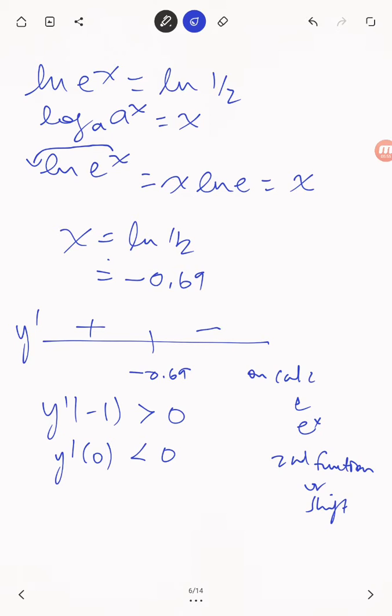This would then tell me that when x is ln 1/2, my point here is a local max, but I need the y value that goes with it as well. So I'm going to do that on the next page because it's going to take a little bit of work.